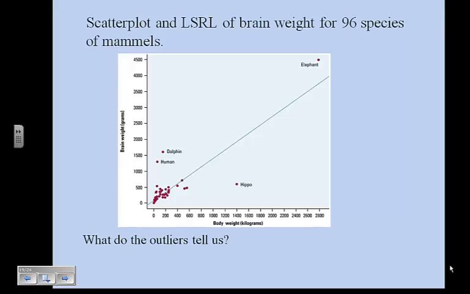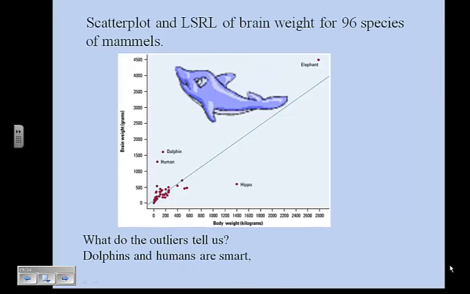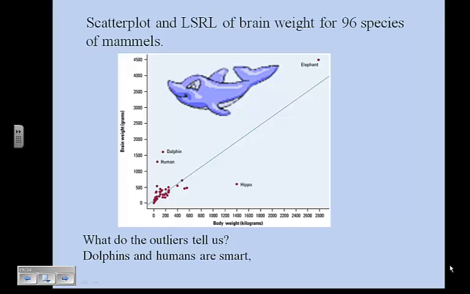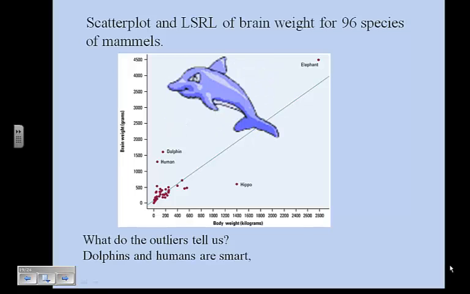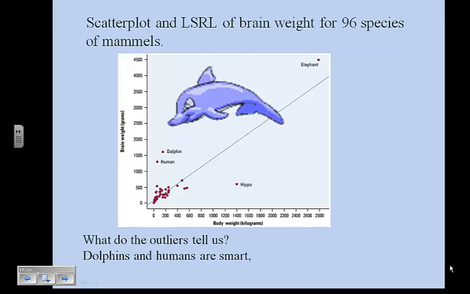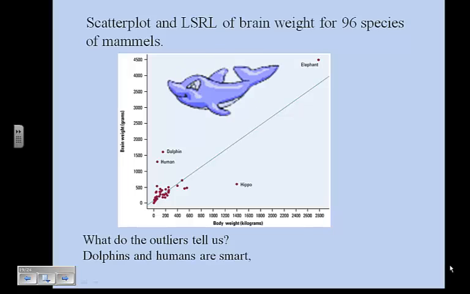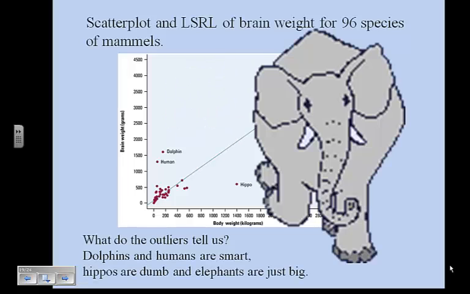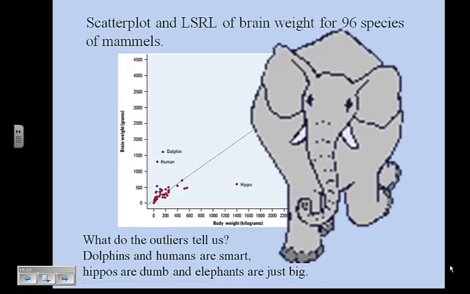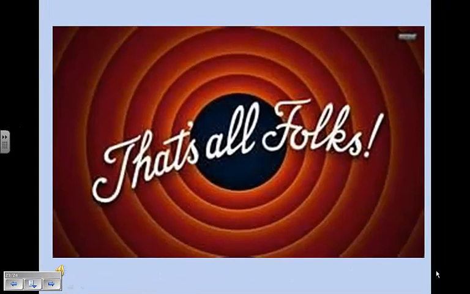Well, looking at the dolphin and the human, they have a big brain. Their brain weight is big, but their body weight is small. That tells us that dolphins and humans are smart. Big brain, little body. A hippo, on the other hand, has a great big body and a very small brain. So therefore, hippos aren't the brightest animals in the world. Elephants have a big brain and a big body. So hippos are dumb and elephants are just big. So look out, here comes a big elephant. That's basically what outliers will tell us. That's all, folks.